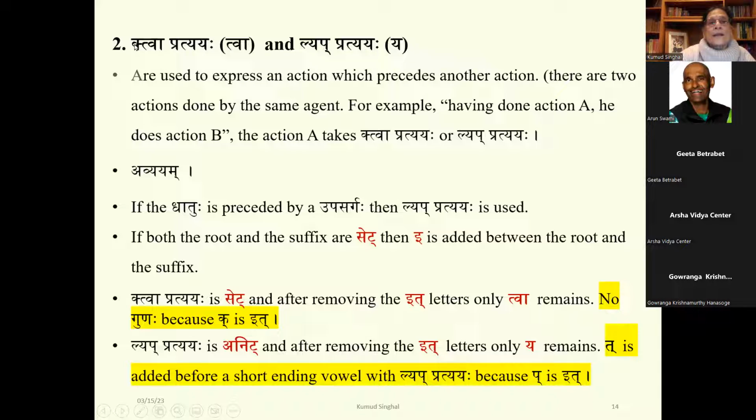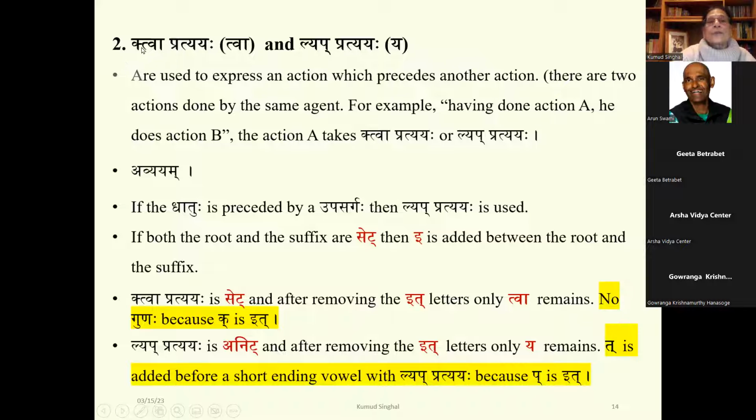Here, ka, because it is at the beginning, ka varga, is an it letter. So the only thing remaining is twa. Liyap, again, la at the beginning is an it. Pa, the ending consonant, is an it. So only ya remains.